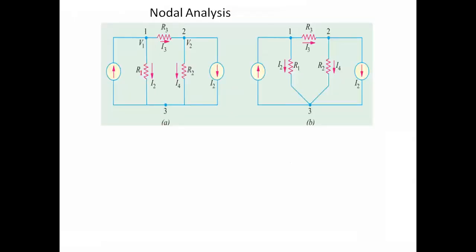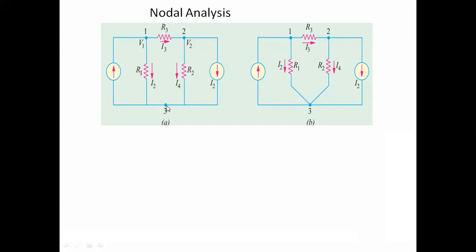The next one is nodal analysis. Nodal analysis is an application of Kirchhoff's current law. This is one junction, this is another junction. These junction points are called nodes: node 1, node 2. The downside, common to all the junctions, is called the common node, or zero node.